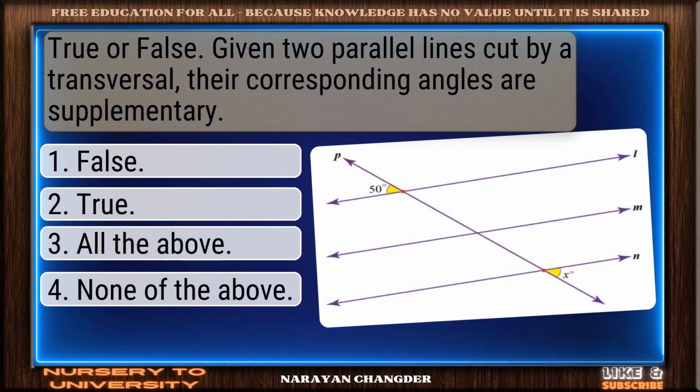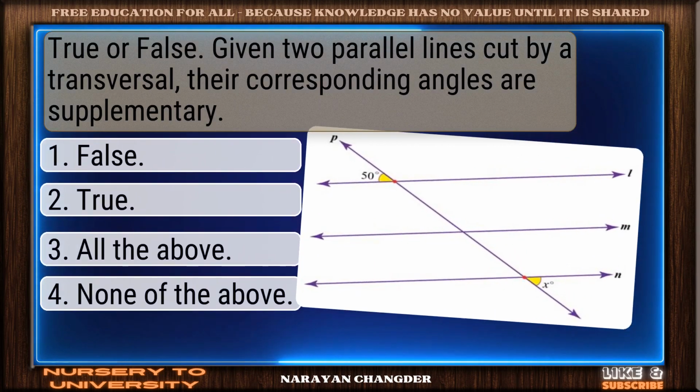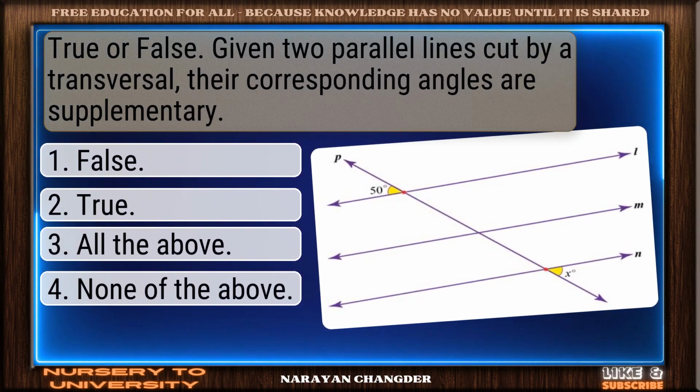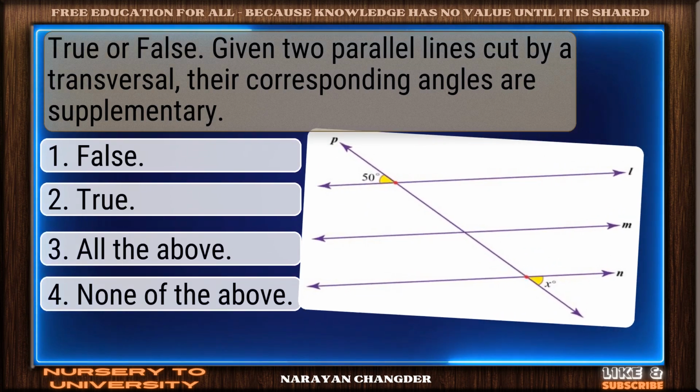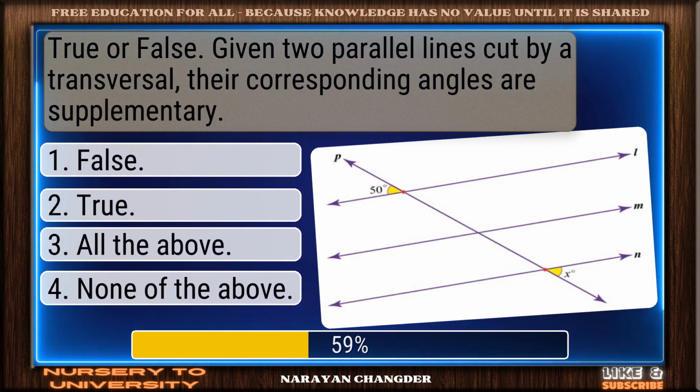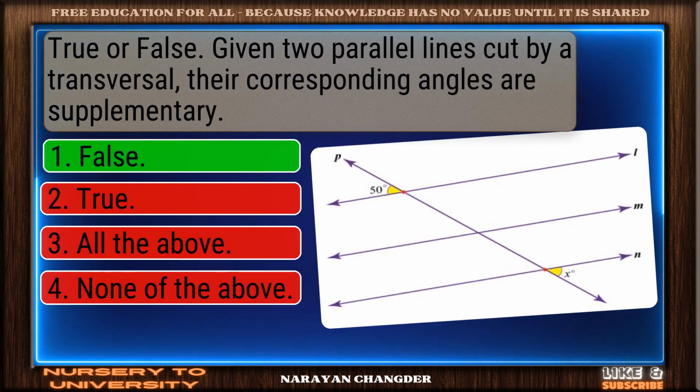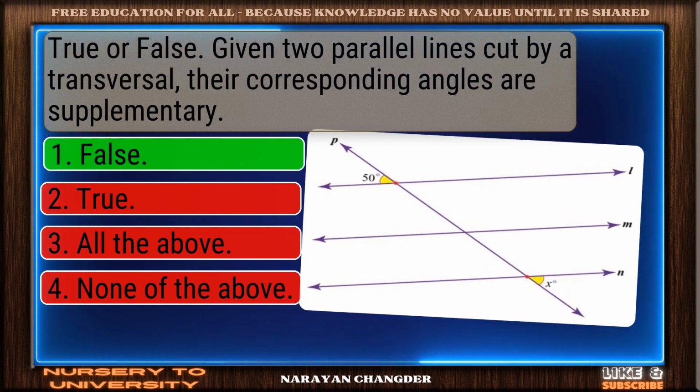Question number 27. True or false? Given two parallel lines cut by a transversal, their corresponding angles are supplementary. Correct. False is the right answer.